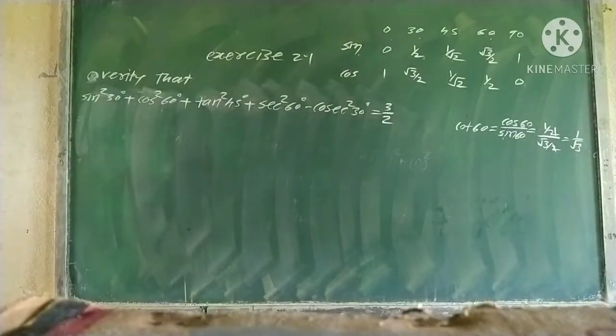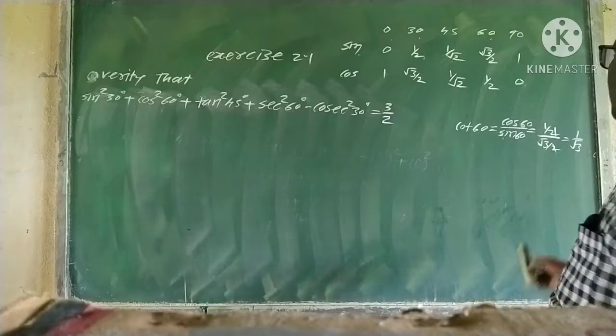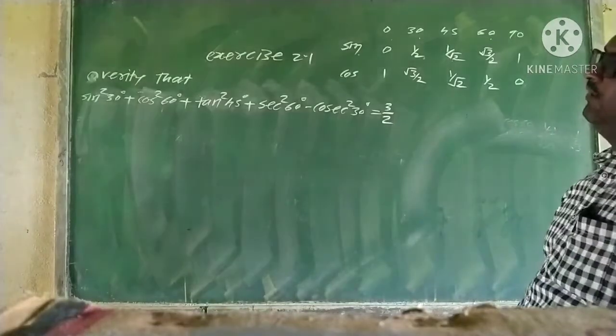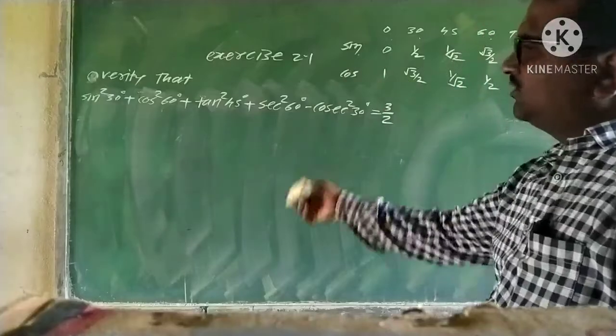Now to solve the problem, we can put in the values of sin of 30, cos of 60, tan of 45 and so on, then solve the problem.